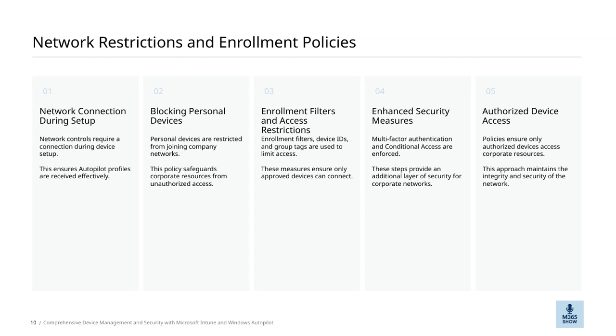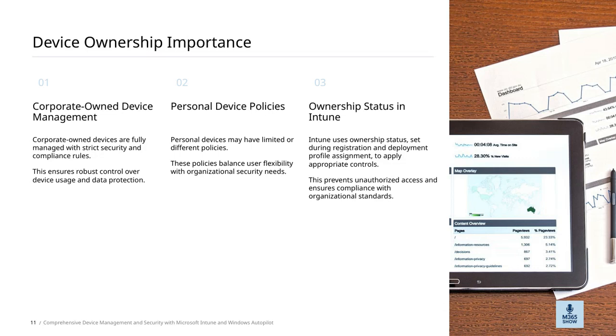Finally, during device setup, network controls require a connection. This is important because it ensures that Autopilot profiles are received correctly, enabling us to manage devices efficiently right from the start. Overall, these policies work together to create a secure, well-managed environment that supports our broader goal of safeguarding our digital workspace. Now, let's look at how Intune uses device ownership status to manage security and compliance.